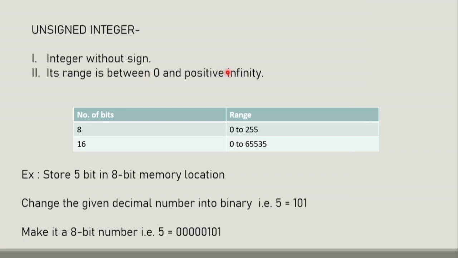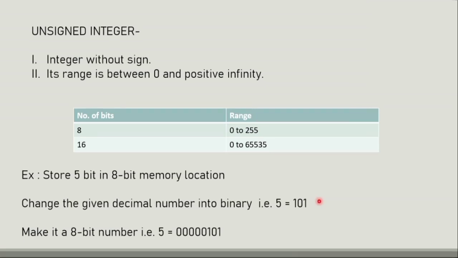and positive infinity. So now here is one table representing the number of bits according to its range in unsigned integer. For an 8-bit number the range is 0 to 255, and for a 16-bit number the range is 0 to 65,535. Here is an example of unsigned integer representation: we have to represent positive 5 in an 8-bit number representation.